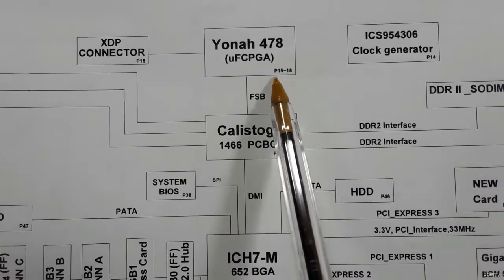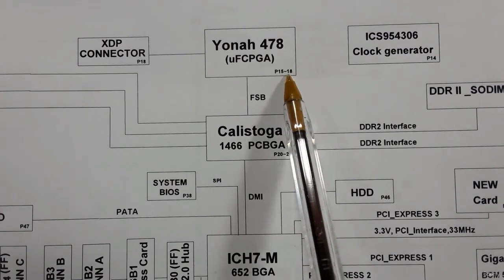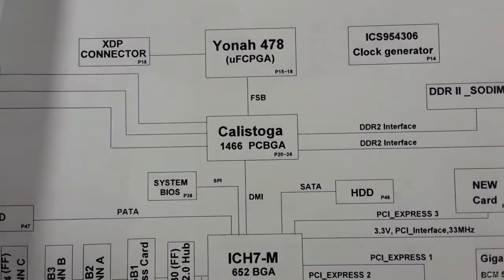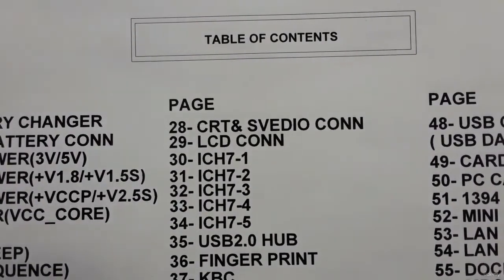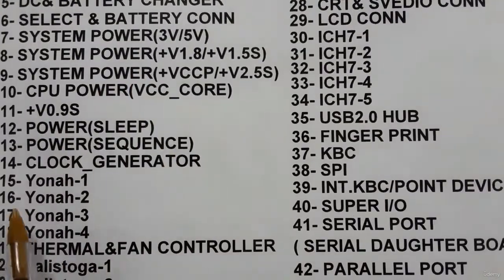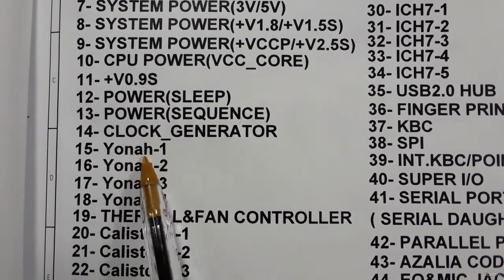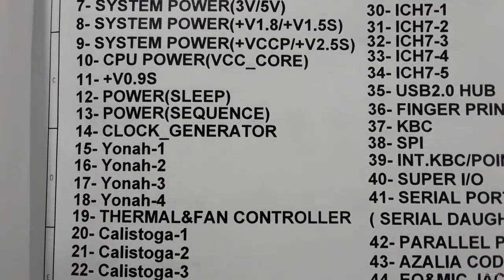In page 15 to page 18, exactly as we say here in the previous page. Here we have the processor, UNA, we have 15 to 18.